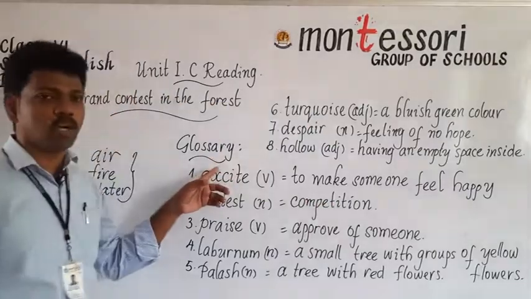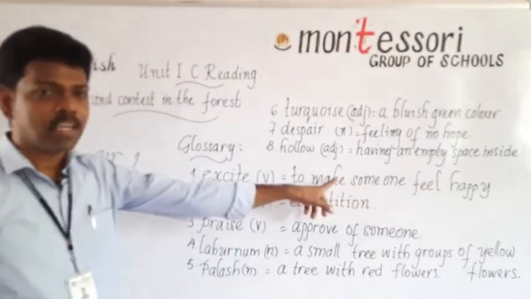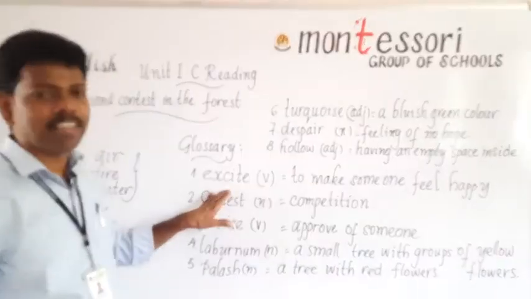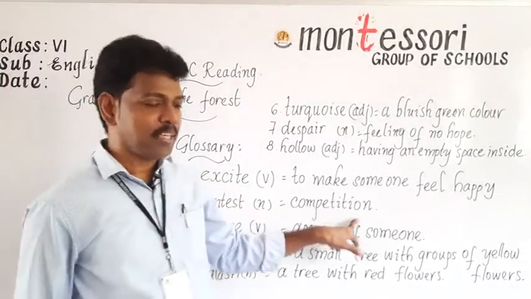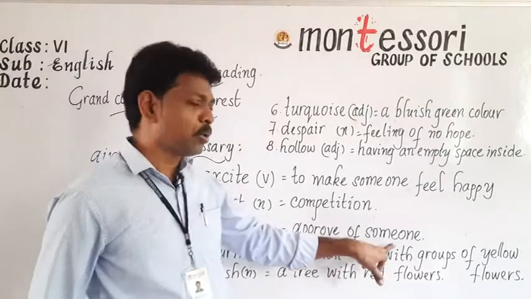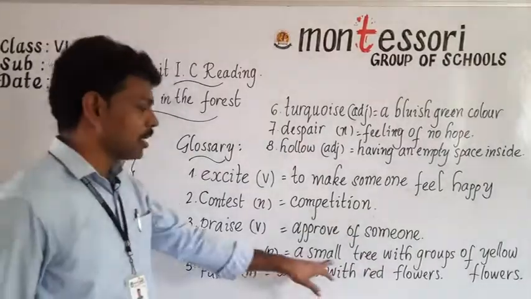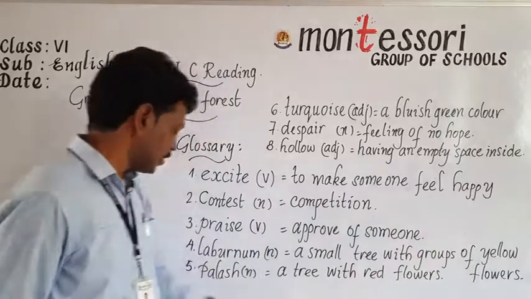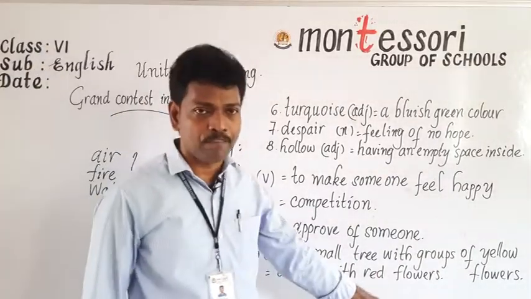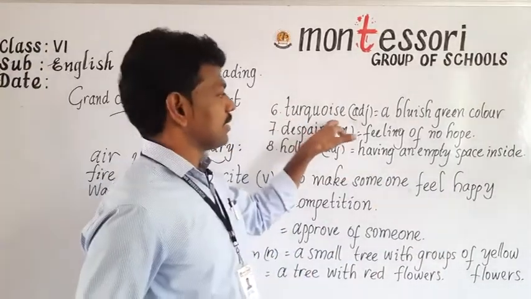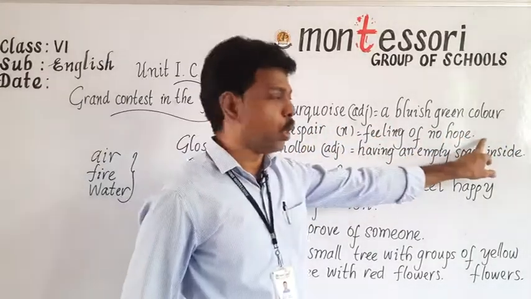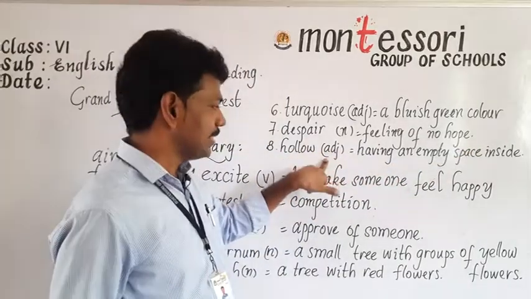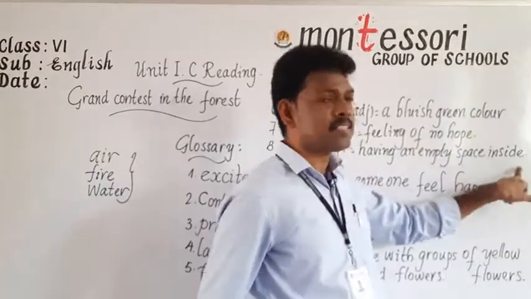Now, let me tell you the glossary once again. Excite: to make someone feel happy. All the animals were excited when the result was announced. Then contest: competition. Praise: approve of someone. Laburnum: a small tree with groups of yellow flowers. Palash: a tree with red flowers. Turquoise: a bluish green color. Despair: feeling of no hope. And hollow, that is an adjective: having an empty space inside.